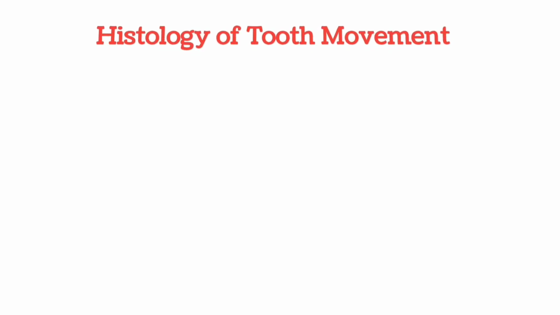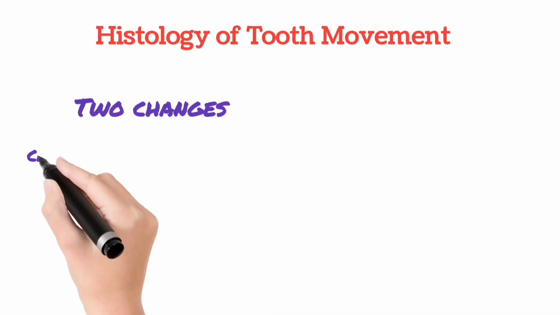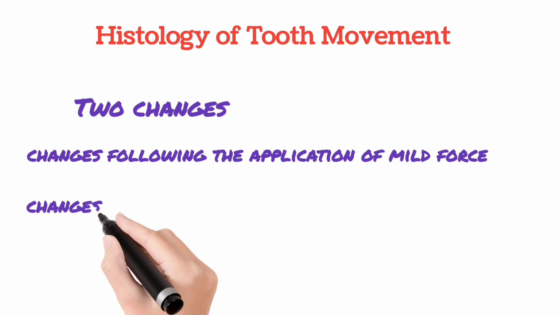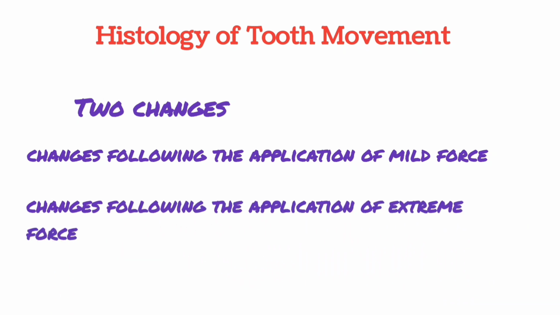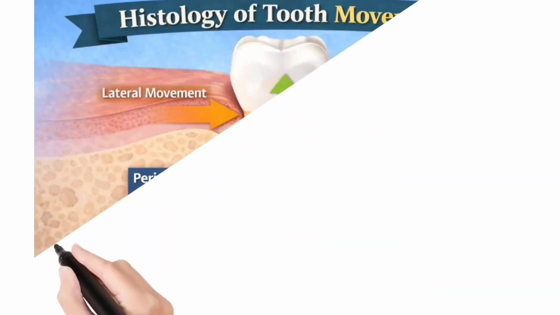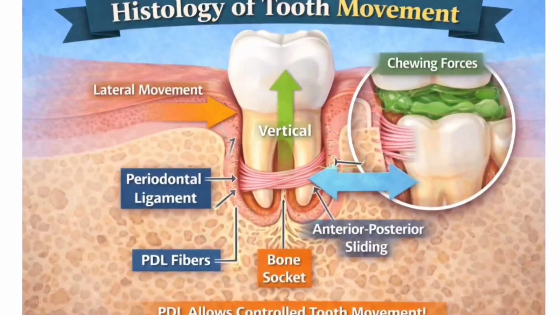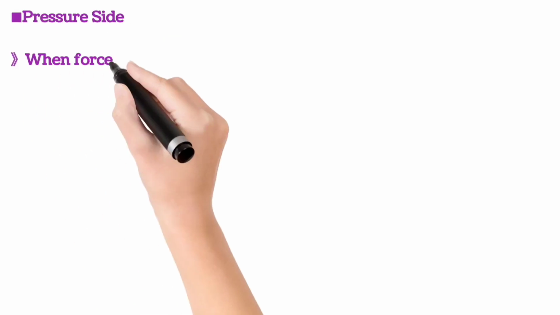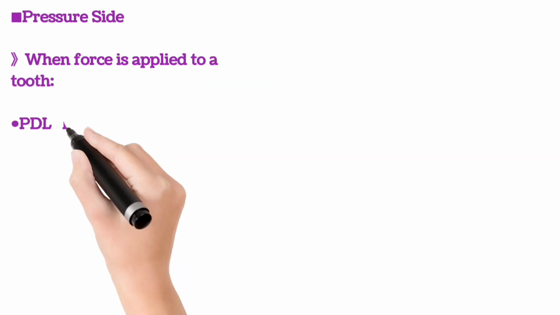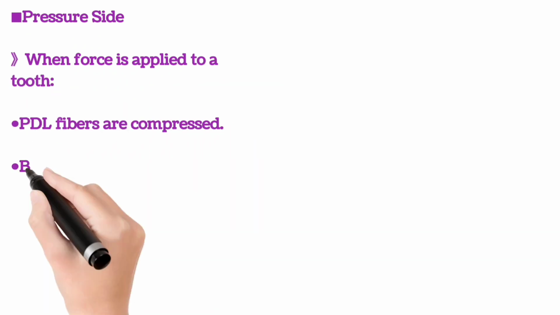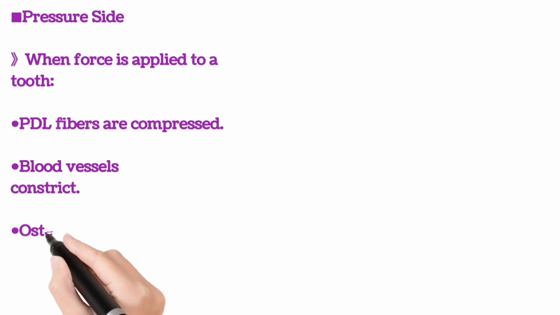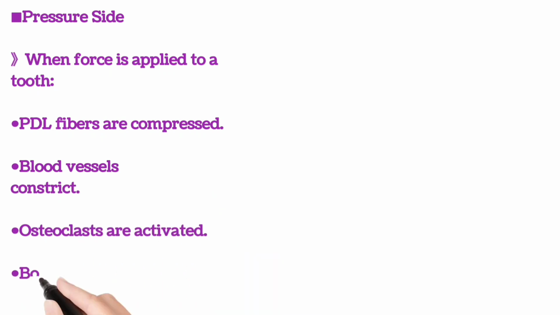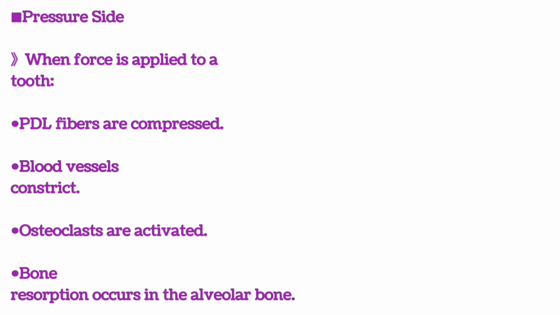Histology of tooth movement describes the microscopic changes occurring in the periodontal ligament, PDL, alveolar bone, and surrounding tissues when a tooth moves due to force. Pressure side: when force is applied to a tooth, PDL fibers are compressed. Blood vessels constrict. Osteoclasts are activated. Bone resorption occurs in the alveolar bone. This allows the tooth to move in the direction of the force.